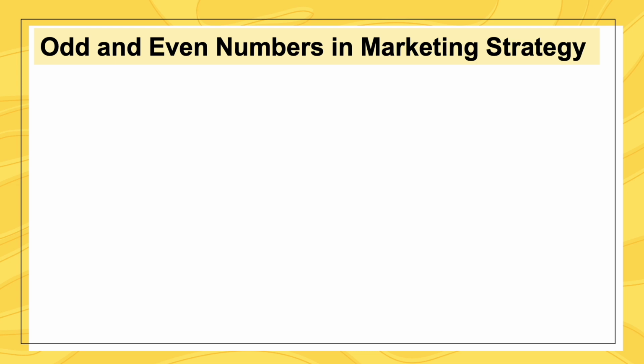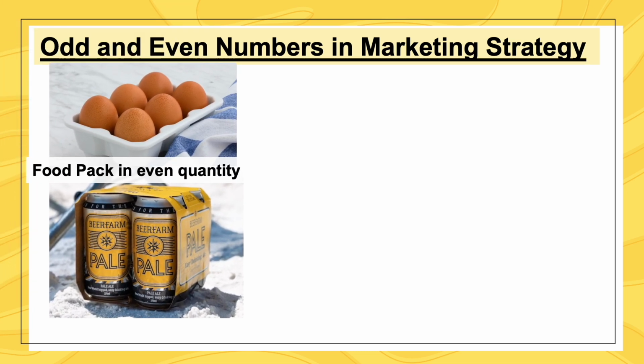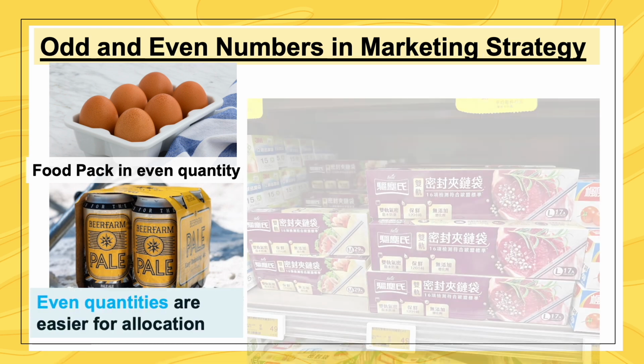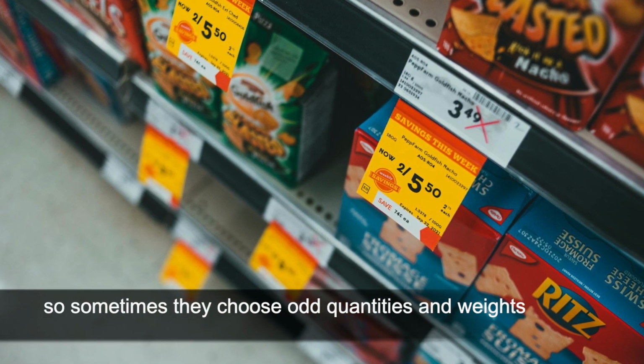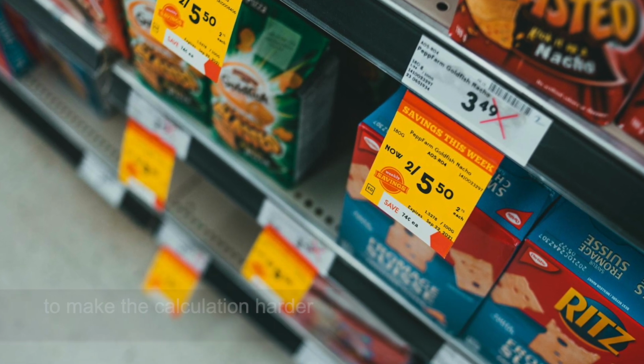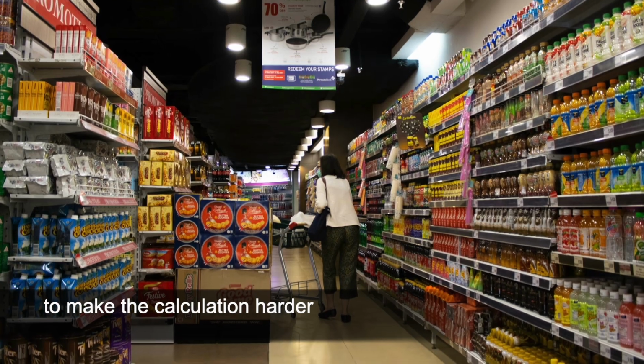Odd and even numbers are applied in different marketing strategies. Goods packed in even quantity are easier for allocation. However, odd quantities and weights create difficult comparison effect. Those companies don't want to make it easy for you to compare their product based on price because they're not the cheapest option. So sometimes they choose odd quantities and weights to make the calculation harder.